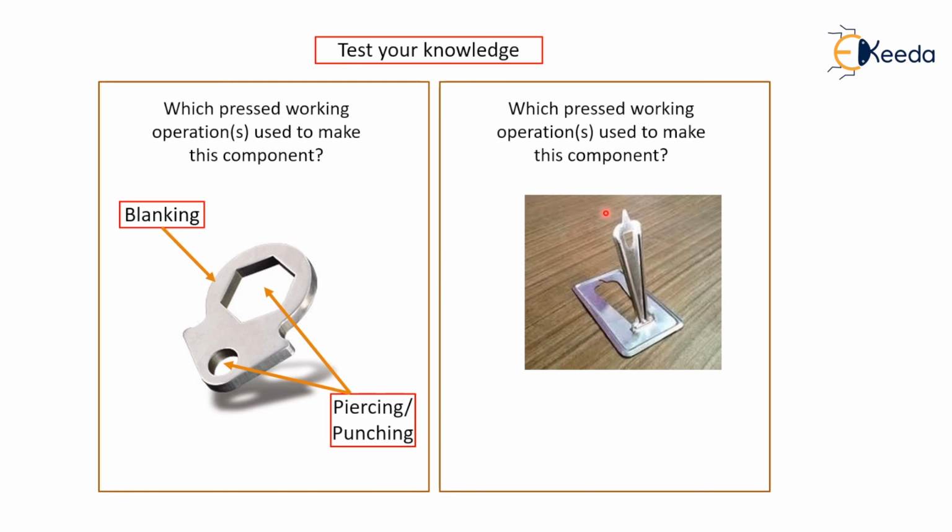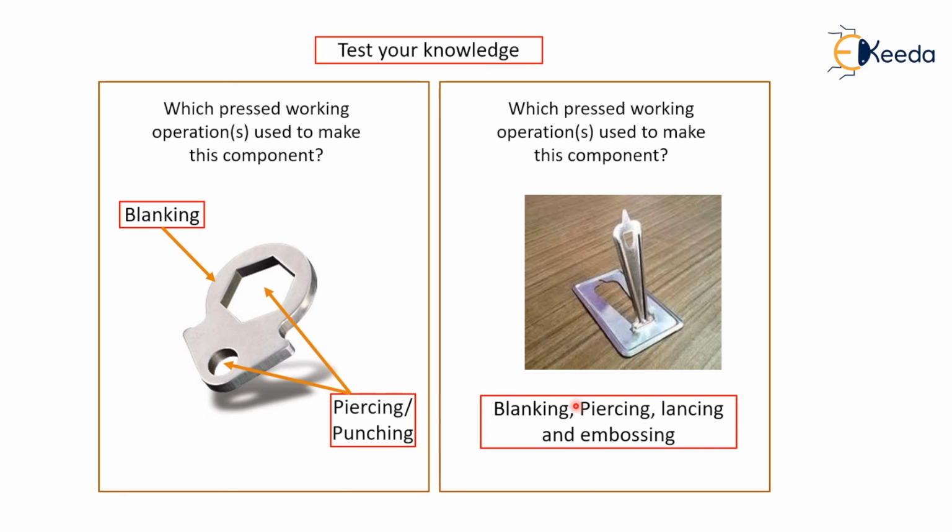Number two, have you seen this component anywhere? Tell me which operations are used to make this part. There are a number of operations combined. Got it? Yeah. So this involves the blanking, piercing, lancing, and embossing operations.